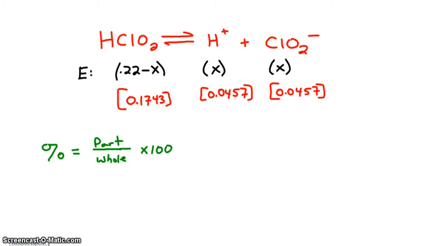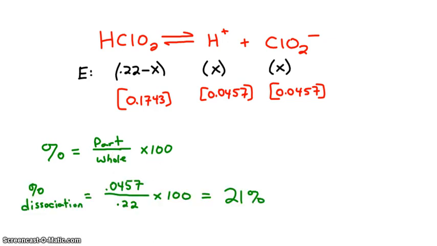Now to determine the percent dissociation, we're going to use our go-to percent equation, part divided by whole times 100. Our percent dissociation, the part that dissociated was 0.0457 molar. The whole part that was available was our initial concentration, 0.22. Doing the math, you'll determine that 21% of the HClO2 dissociated.